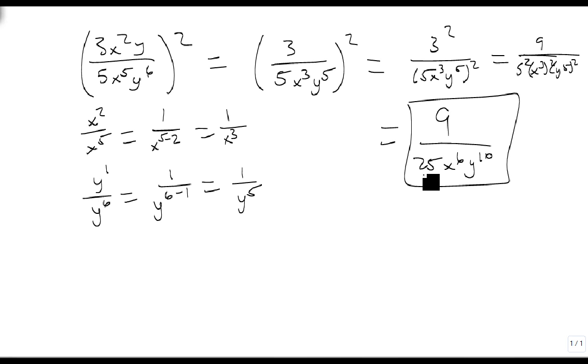We have one number on top, one number on bottom. They have no common factors. There's only one x in the entire thing, and there's only one y in the entire thing. Let's look at one that's just a little bit trickier than that.